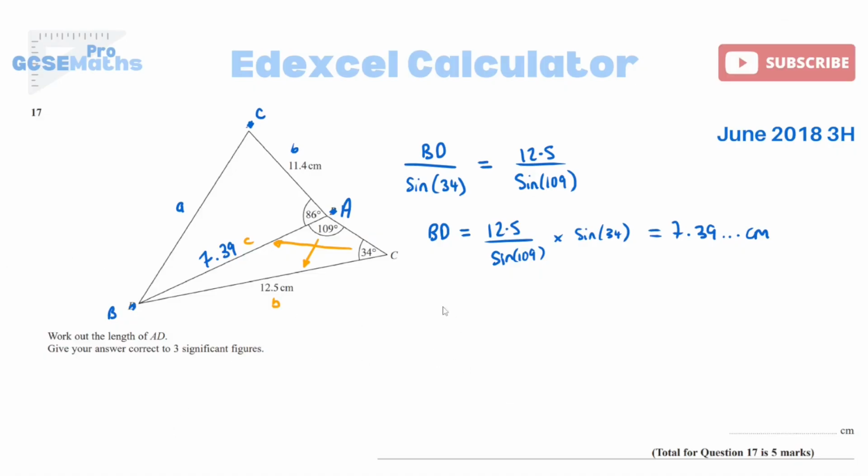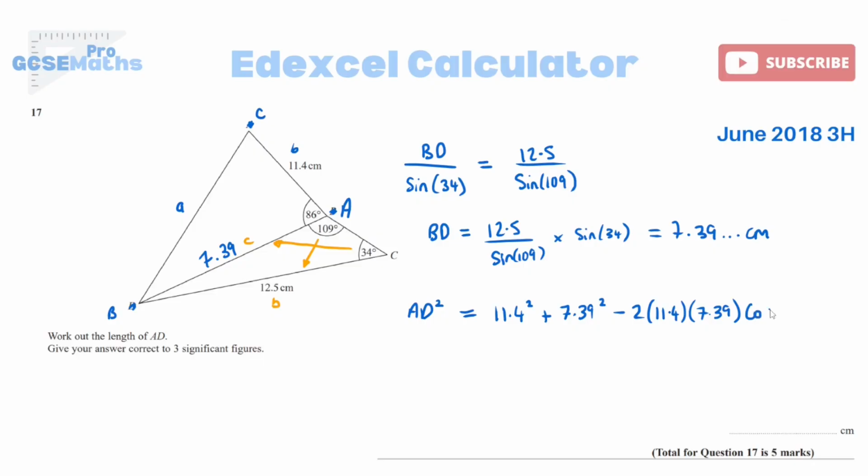So for cosine rule, again, we're looking for a side, so I'm going to put AD because they've said AD. Leave it as the side, as the subject. So we're looking for the squared side, which is 11.4 squared, plus C squared. Now that's our previous answer. So I'm going to write down 7.39 squared, but I will copy the answer in my calculator so I don't lose any of the decimals. Then 2 times 11.4, again using my answer button in the calculator.